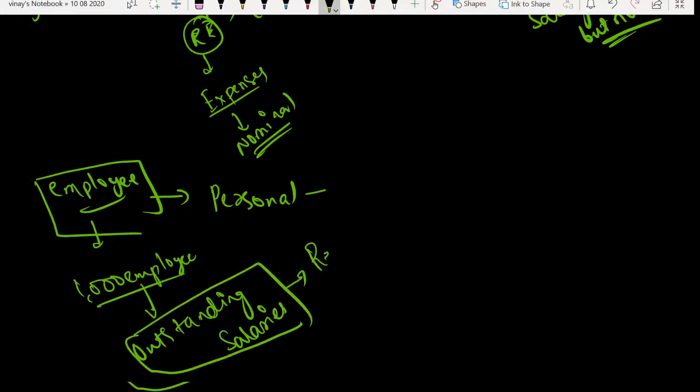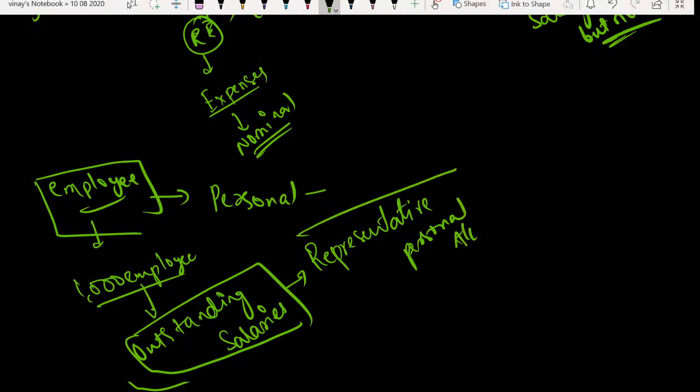This I will call a representative personal account. Okay, so I will call this outstanding salary, and it becomes a representative personal account. So whenever it is a representative personal account, it's nothing but your personal account.